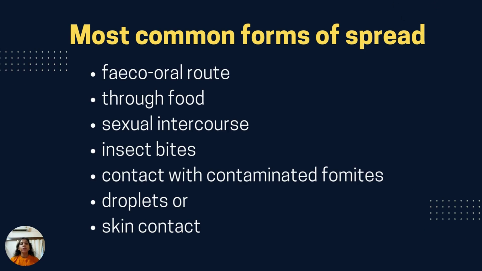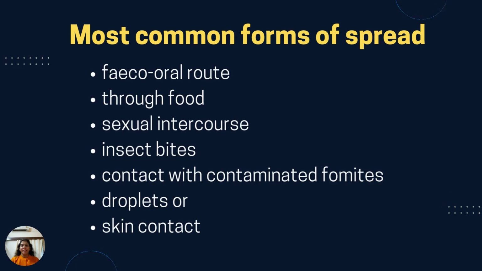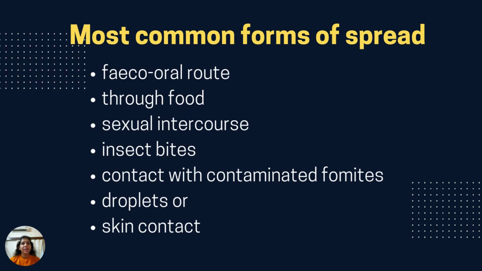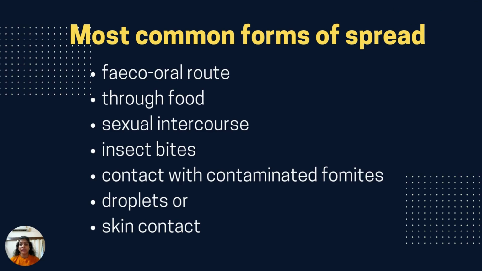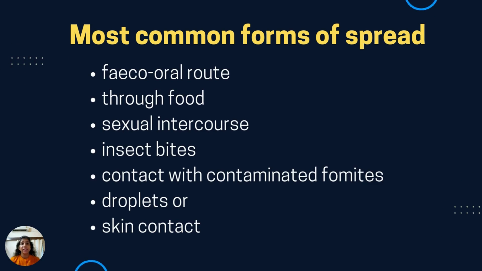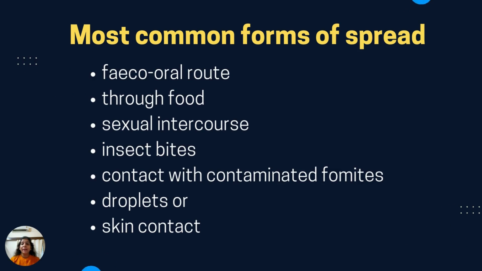Then third is through sexual intercourse. Diseases such as chlamydia, genital herpes, and gonorrhea are the most common communicable diseases which spread through sexual intercourse. Coming on to the fourth, through insect bites. Chikungunya and dengue, especially in the rainy season, we see most of these diseases. Then lymphatic filariasis and Zika virus are diseases which are spread through insect bites.